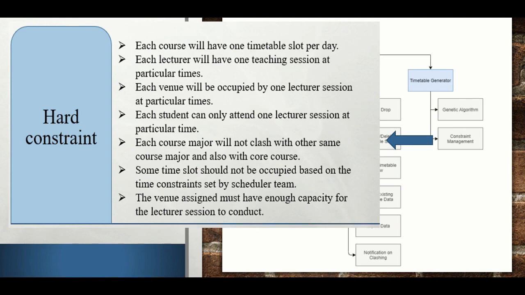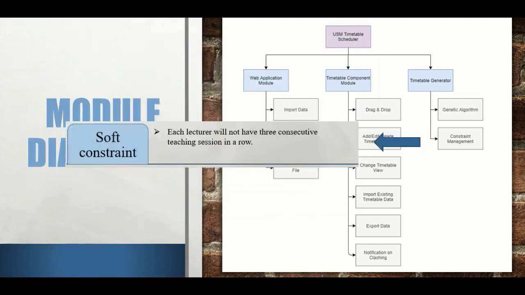Some time slots should not be occupied based on the time constraints set by the scheduler team. And lastly, the venue assigned must have enough capacity for the lecturer session to be conducted. The soft constraint for the timetable generator is that each lecturer will not have three consecutive teaching sessions in a row.